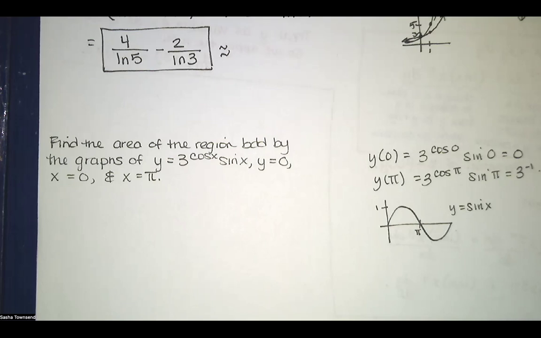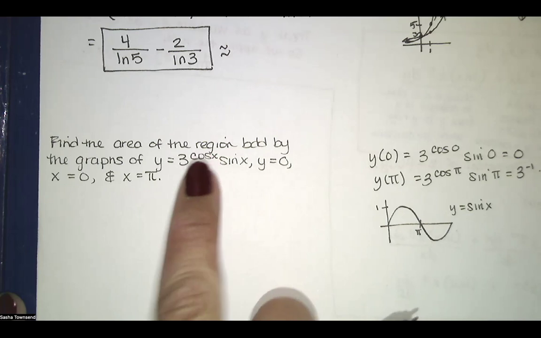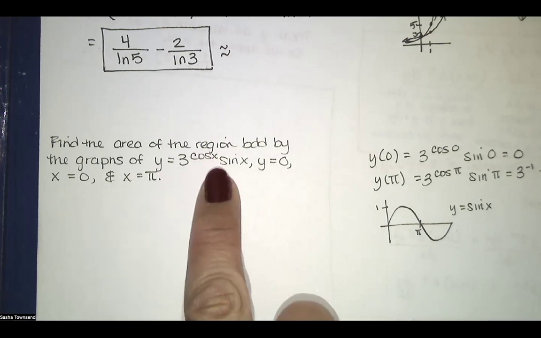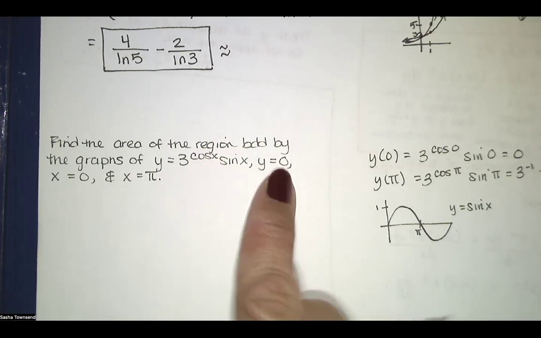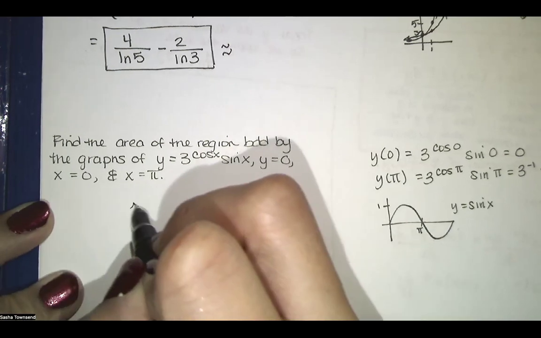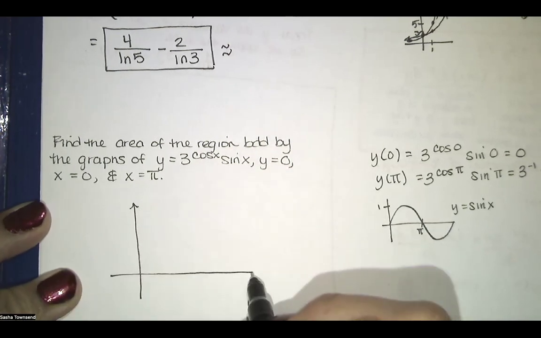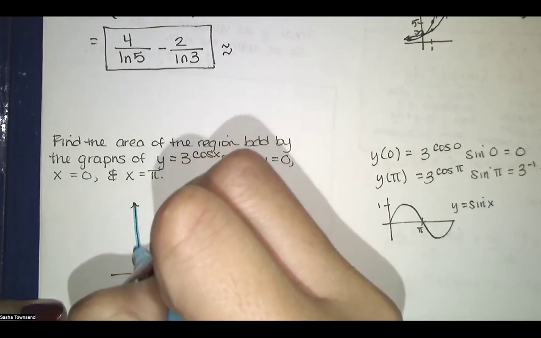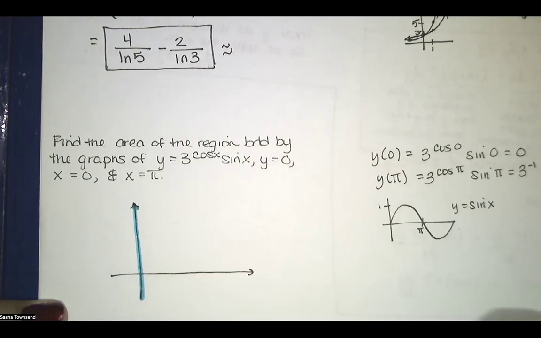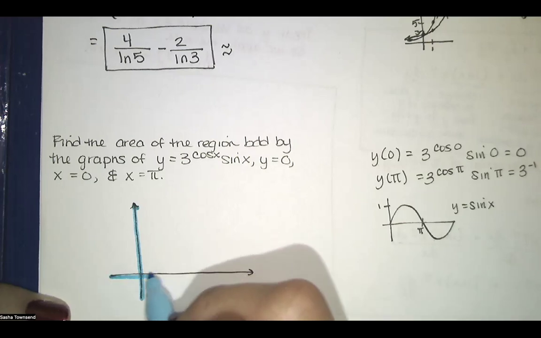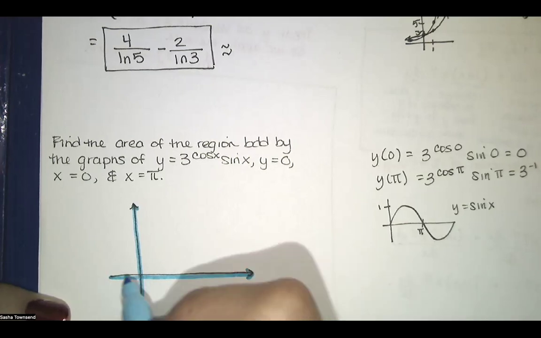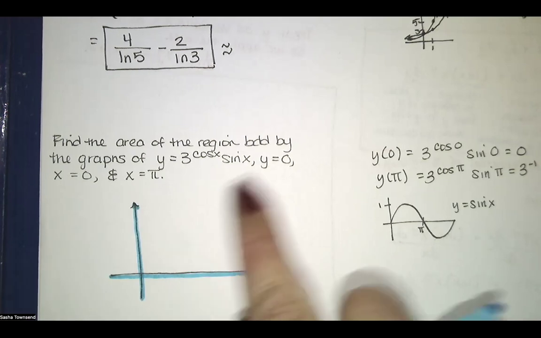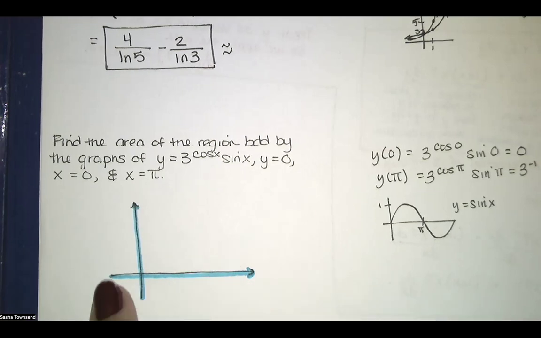And we want the area of the region bounded by the graph of this function, which I don't know what it looks like, and y equals 0, which is the x-axis. x equals 0 is the y-axis, and then we want x equals pi.